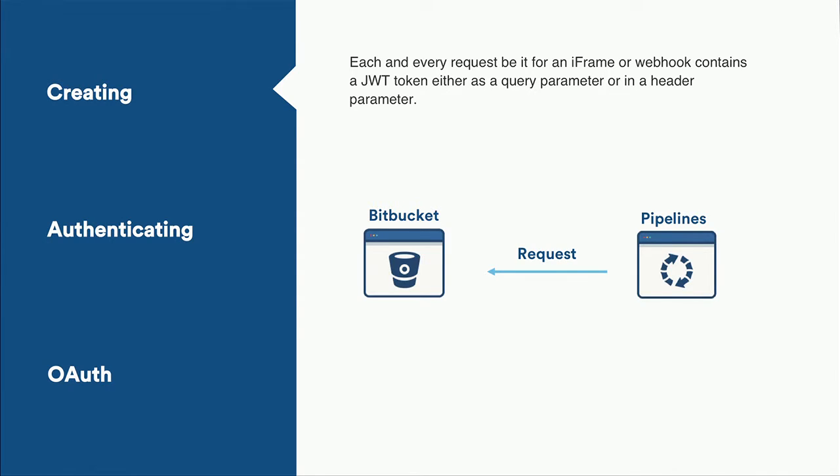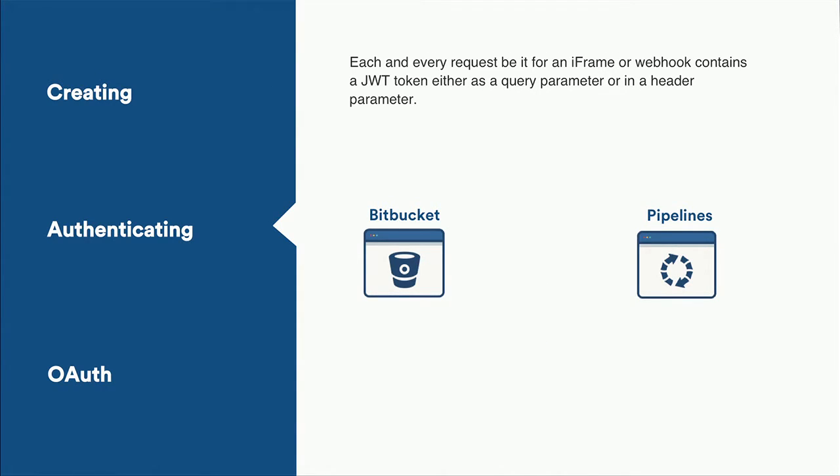When you make a request to Bitbucket, we then attach this as a header parameter. Bitbucket then knows that we're trying to authenticate with JWT, and it will use the shared secret that only Bitbucket and Pipelines knows, or your own integration, to decode this JWT token and choose whether to action the request or not, based on this being valid.